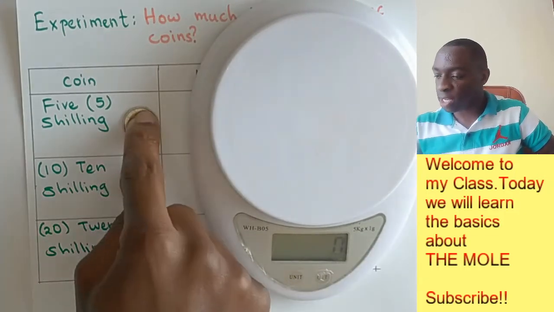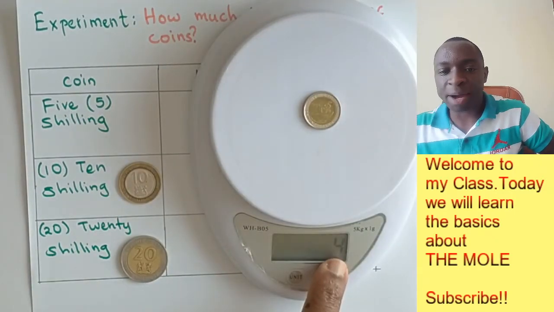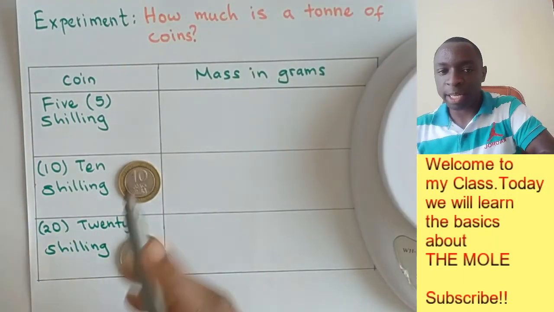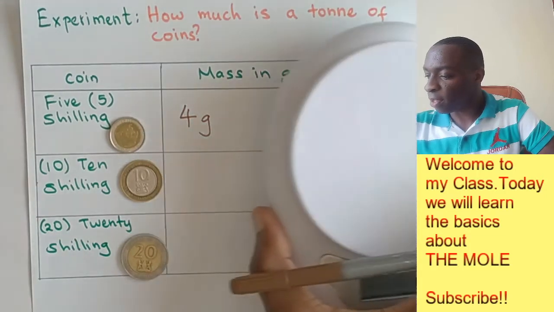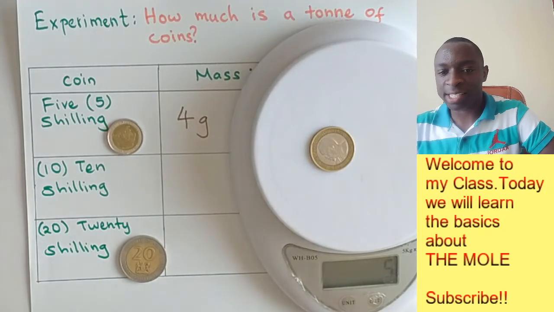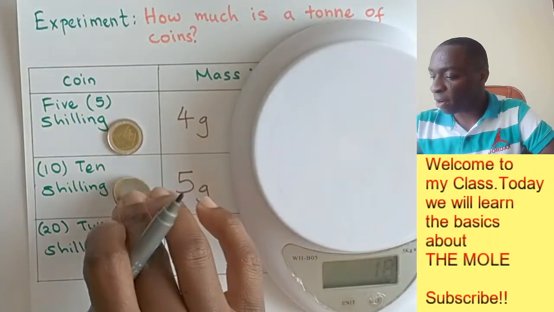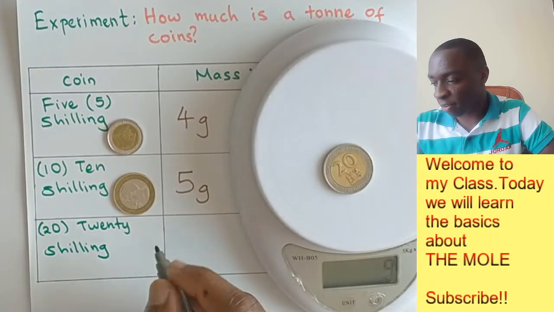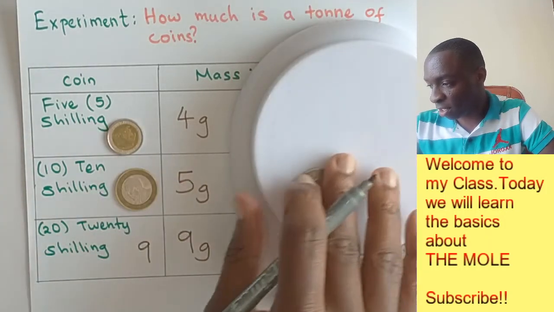So let us start with the 5 shilling coin. So the 5 shilling coin, you put it there, and you get right there, the mass is 4 grams. So I'll note it down. Just move this aside and note it down as 4 grams. Then of course I go and measure the same with the 10 shilling coin, and I see that now that is 5 grams. So I put it down here, 5 grams. And finally, the 20 shilling coin is 9 grams. So that is 9 grams.